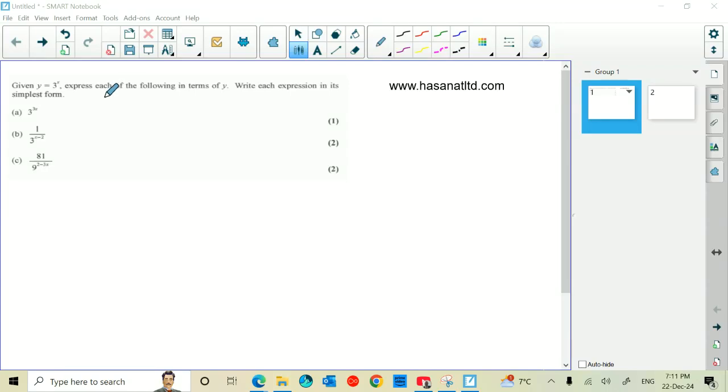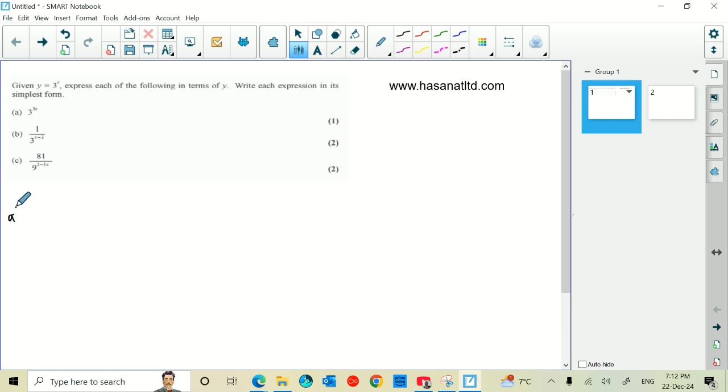Hello and welcome back. Another question for 5 marks this time. Laws of indices. Let's get started. Given y is equal to 3 to the power of x, express each of the following terms in terms of y. Write each expression in its simplest form.